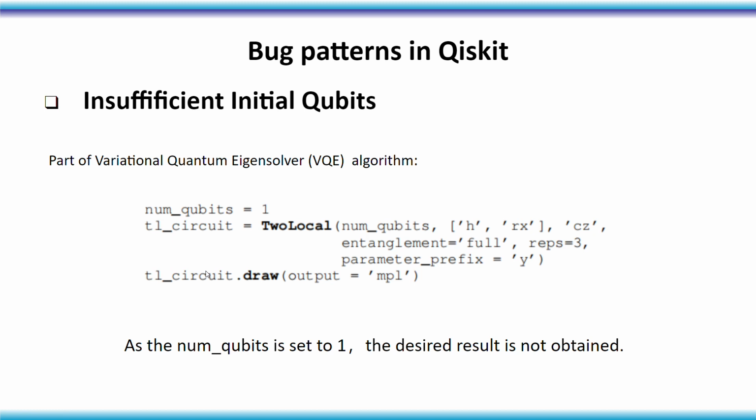The next pattern is insufficient initial qubits. This figure shows a part of the code for the VQE algorithm. When defining the VQE solver, the method TwoLocal is used, then a TwoLocal parametric circuit consisting of alternating rotation layers and entanglement layers can be formed. If the number of qubits of the variational form does not match, the desired result is not obtained. So it is important to initialize the values supported by the parameter num_qubits when using parametric circuits or methods involving quantum entanglement.